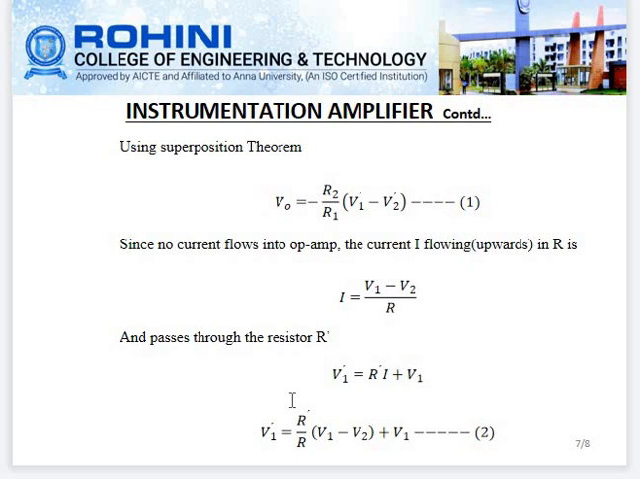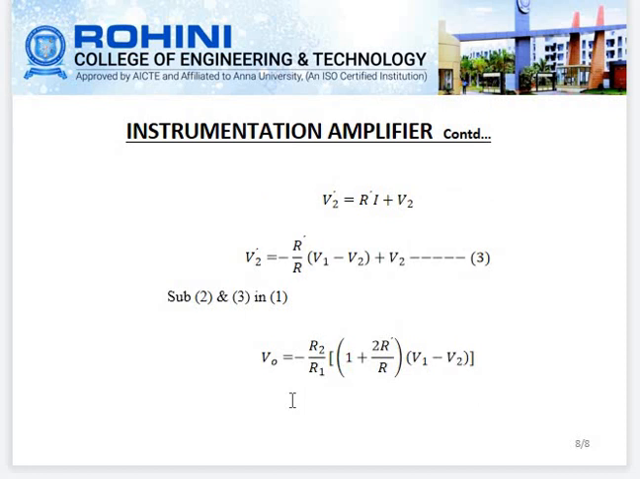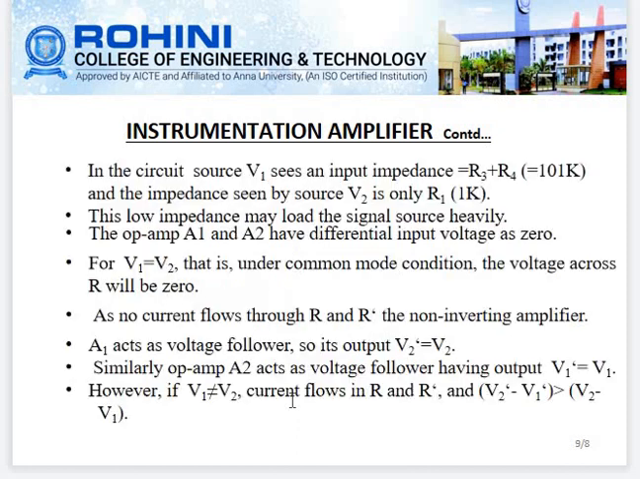Since no current flows into the op-amp, the current I flowing in the resistor R is given by I is equal to V1 minus V2 by R. The voltage V1 dash is given by I into R dash plus V1. That is V1 dash equal to R dash by R, V1 minus V2 plus V1. V2 dash is equal to I into R dash plus V2. Similarly, V2 dash is equal to minus R dash by R, V1 minus V2 plus V2. Substitute this equation 2 and 3 in 1. So output V0 is equal to minus R2 by R1 into 1 plus 2R dash by R into V1 minus V2.